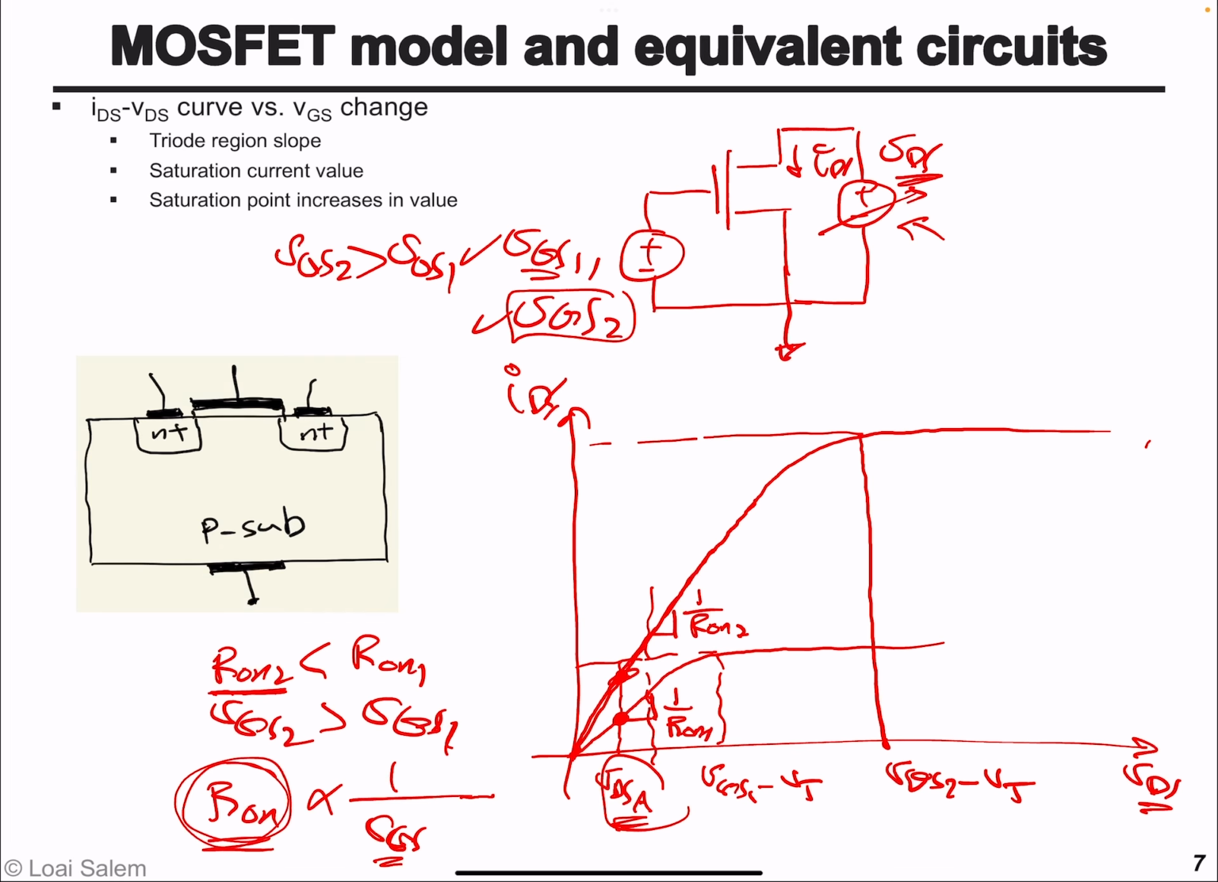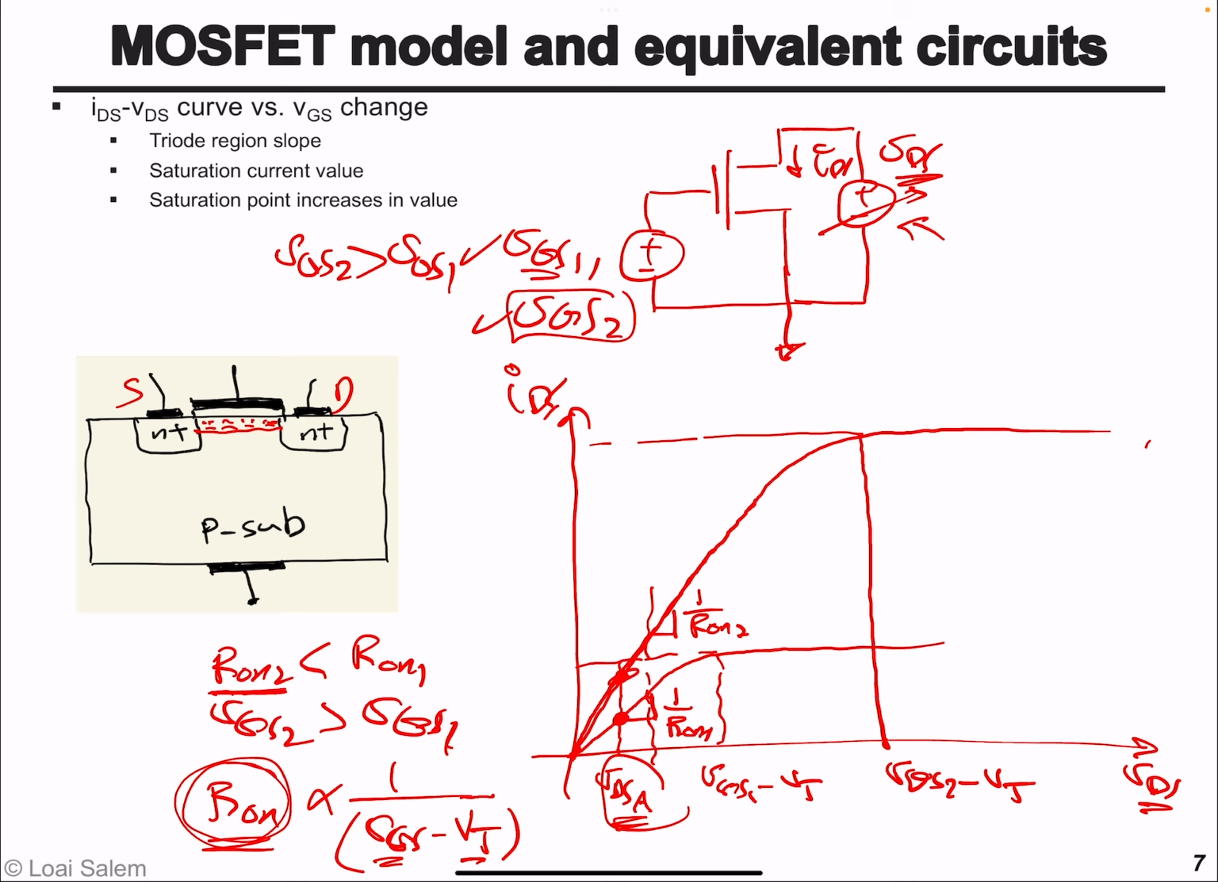Okay, and by the way, as we're going to see, it will be inversely proportional to the gate to source voltage minus VT, the threshold voltage. And why is that the case? VT represents the gate to source voltage that causes enough number of electrons in the channel to cause conduction between the drain and source.